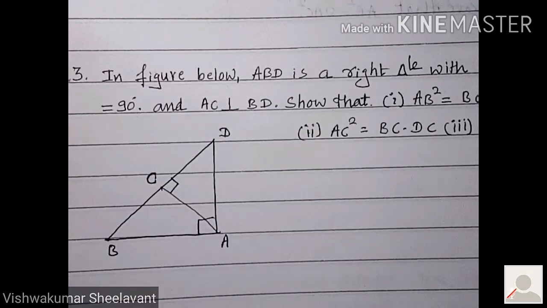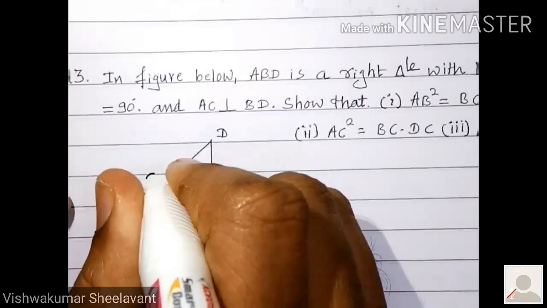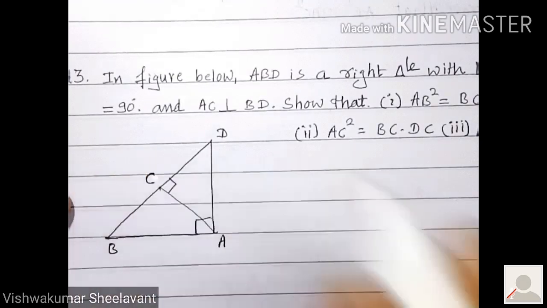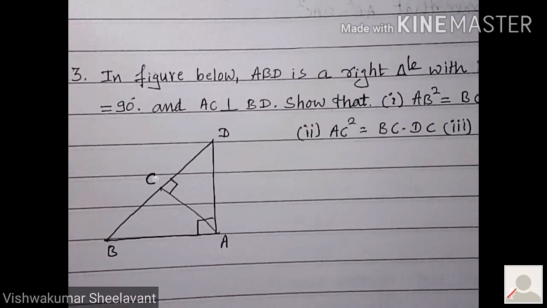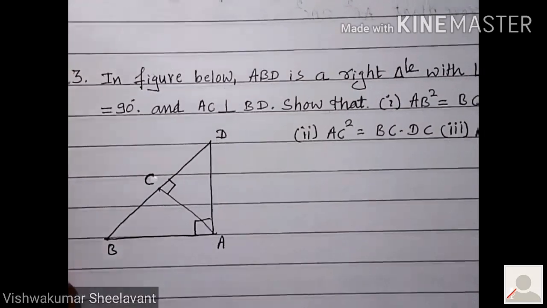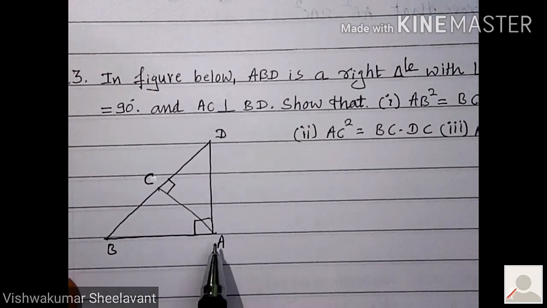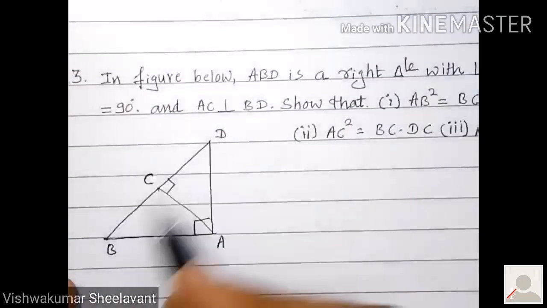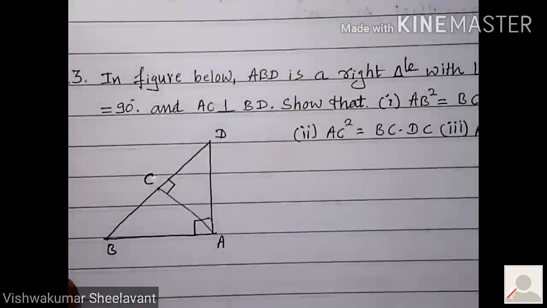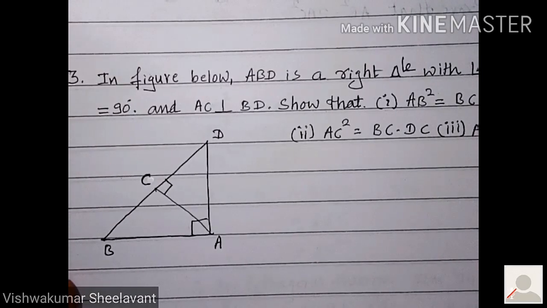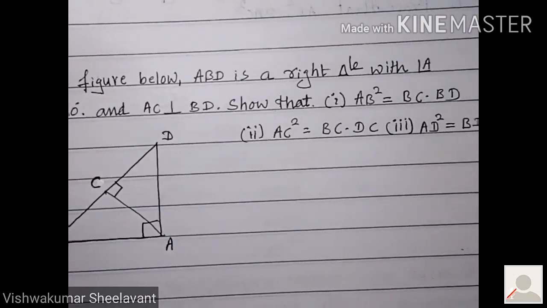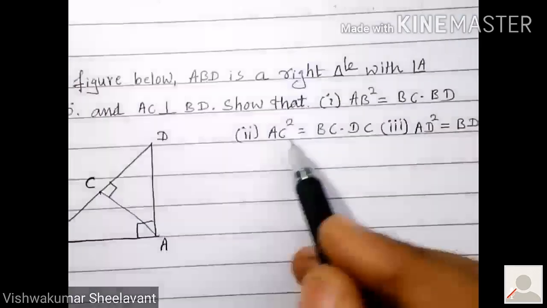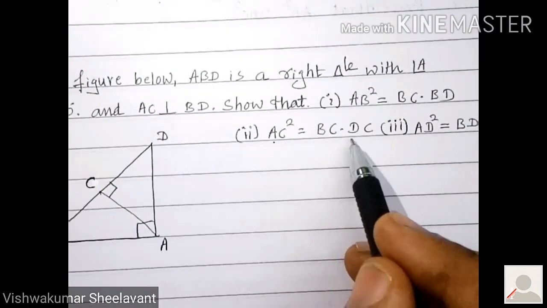It looks like O, no? So what best we can do? Now it looks like C. In this triangle, AC is perpendicular to BD. We have to show that first one, AC square equal to BC into DC.